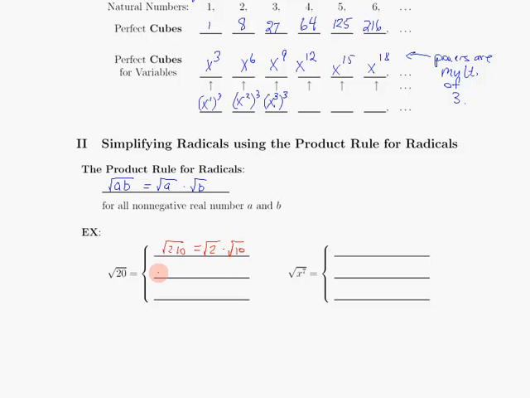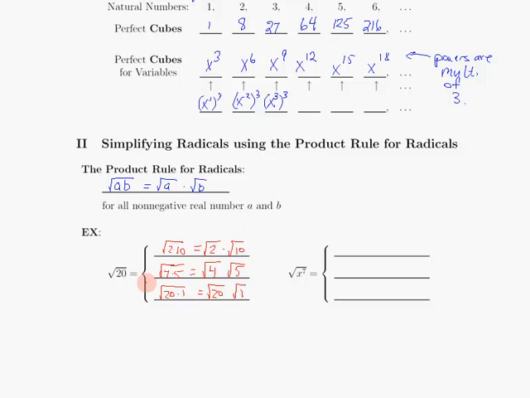20 is also, say, square root of 4 times 5. 20 is 4 times 5. So that's the square root of 4 times the square root of 5. Less interesting, but still true. 20 times 1, right? Square root of 20 times the square root of 1.